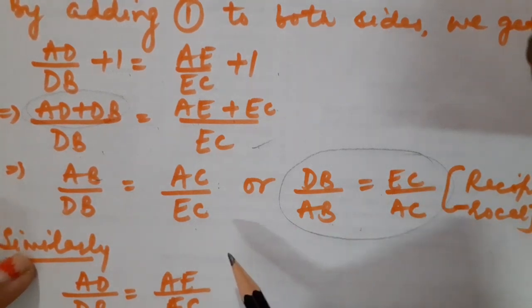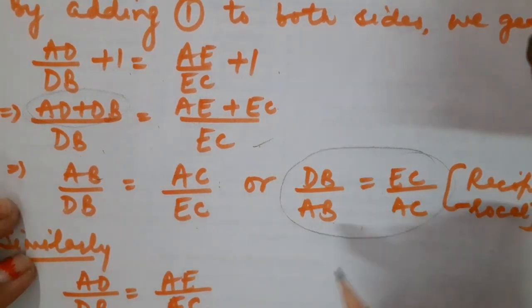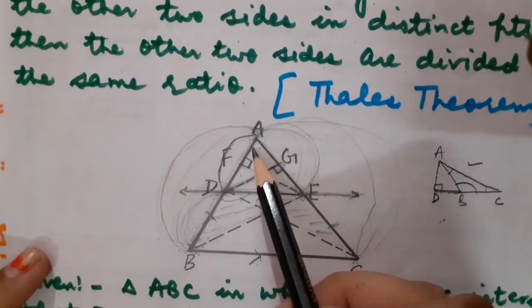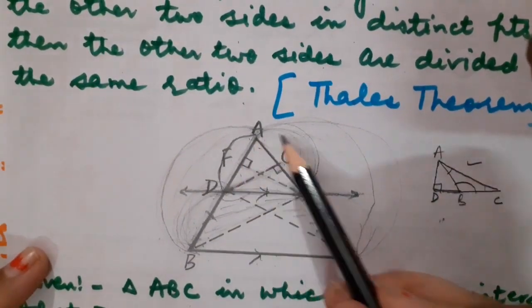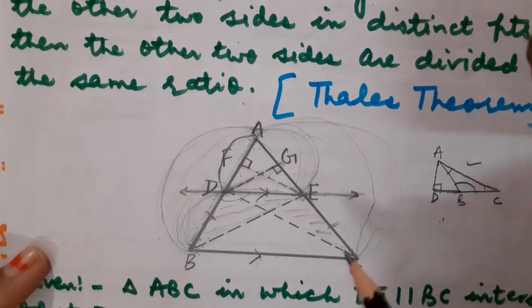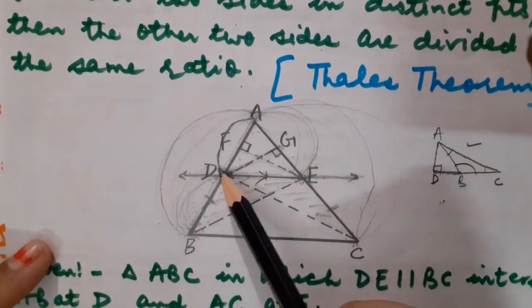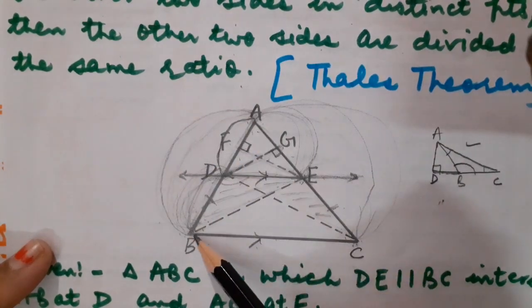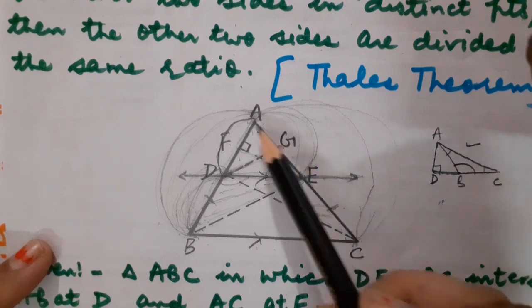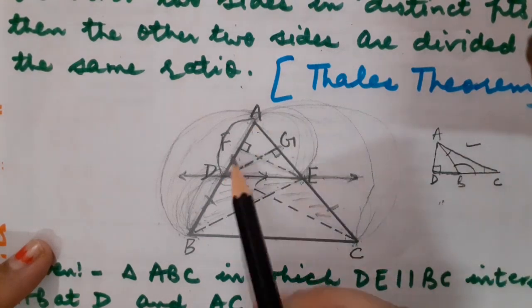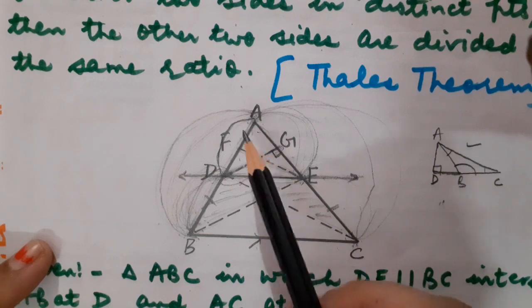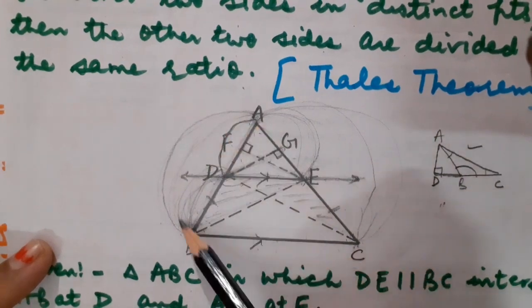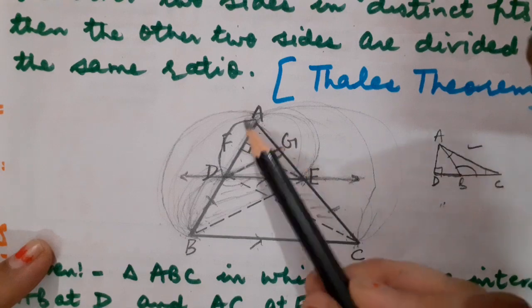In the same manner, children, I could prove AD upon AB. This I told you, for the shorter part. AD upon AB is equal to AE upon AC. I have just proved right now that DB, this shorter part, the below part, divided by the complete AB is equal to EC upon AC. Now I am going to prove the other part of the corollary, in which I am proving AD upon AB is equal to AE upon AC. So what I am going to do for that?